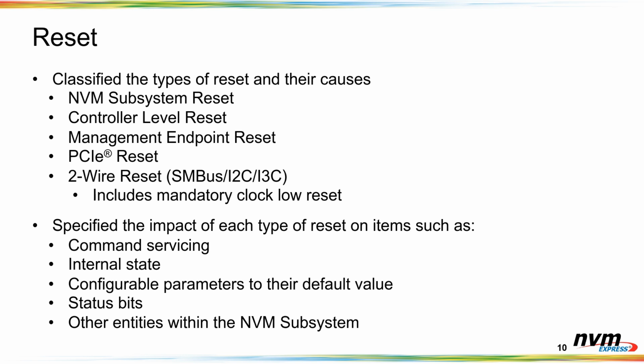We also had a bunch of interoperability issues due to underspecified reset conditions. And so we went in and we classified all the different types of resets. We listed the conditions that could cause each of these types of resets and the impact of each on the operation of NVMe-MI. We also made SMBus clock low reset mandatory for MI to allow BMCs to attempt recovery of the SMBus interface after an SMBus related failure without impacting the rest of the NVM subsystem.